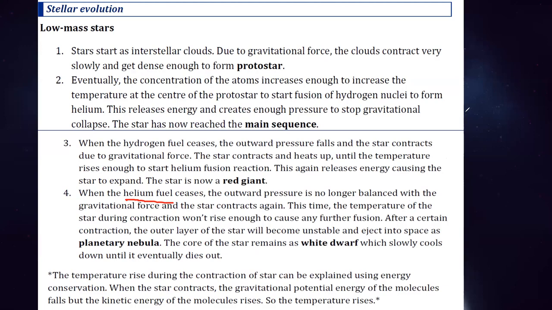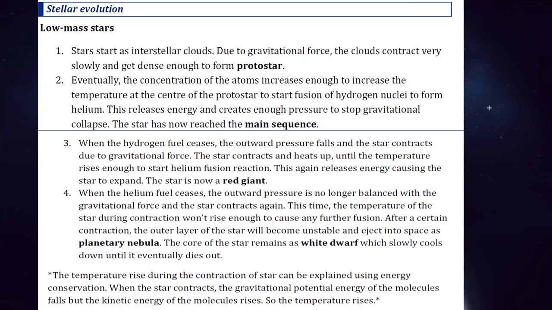To do fusion of heavier atoms, it first started with hydrogen, so we need a relatively low temperature, then it turned to helium, we need a relatively high temperature, then it will be carbon, we need a very high temperature. So when the star is collapsing, this temperature is not sufficient to undergo further fusion, and as a result, what will happen? The temperature of the star in this contraction won't increase enough for further fusion. After a certain contraction, the outer layer of the star becomes unstable and is ejected into space as a planetary nebula.